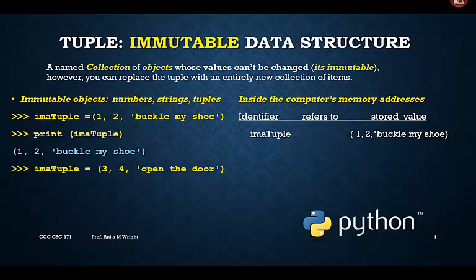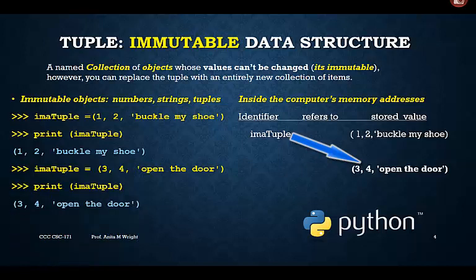Now, if we want to change what immutable stands for in our program, in this example, we change immutable to another verse in the nursery rhyme. 3, 4, open the door. Inside the computer's memory, Python creates a new, different collection and assigns this new collection to the immutable reference. Now when we print immutable, we see the new verse displayed.